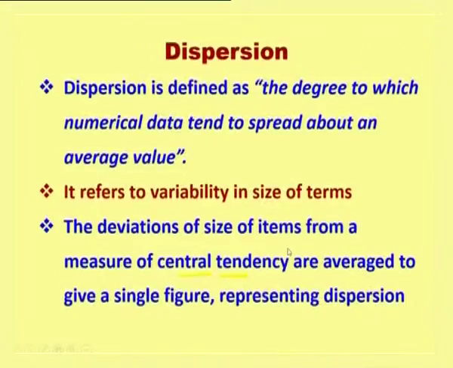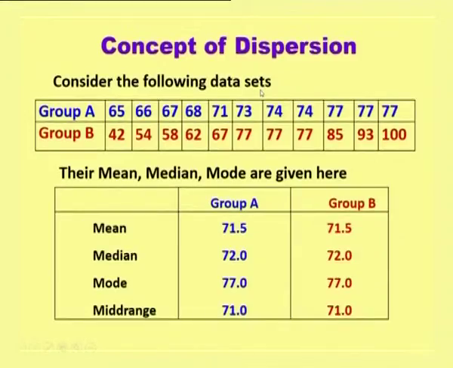The central tendency is one aspect and the dispersion is just opposite to it. It refers to the variability in size of terms, and the deviations of size of terms from a measure of central tendency are averaged to give a single figure representing dispersion. That means, to what extent from the central tendency each value is deviating, that is averaged, and that particular concept is called the dispersion.